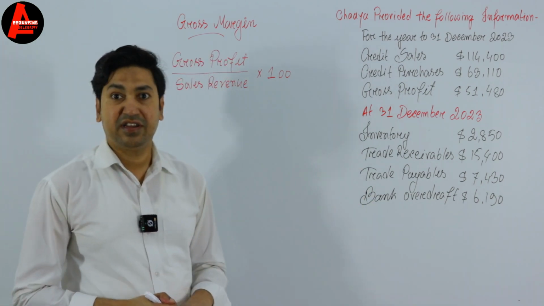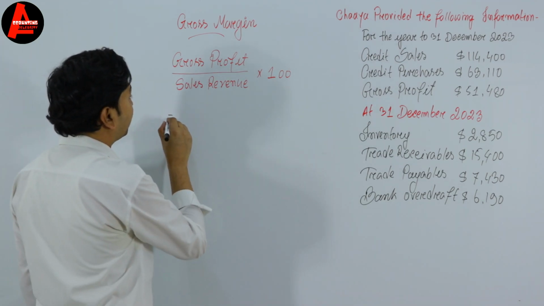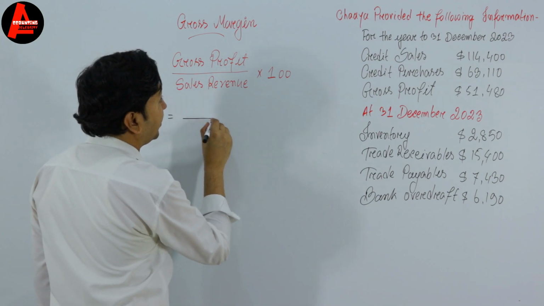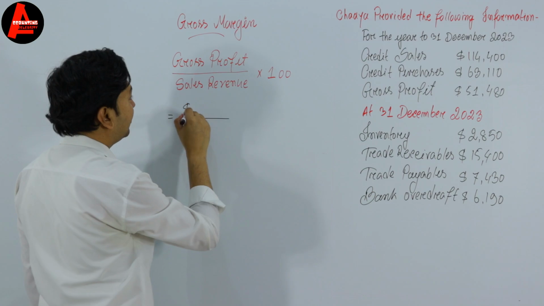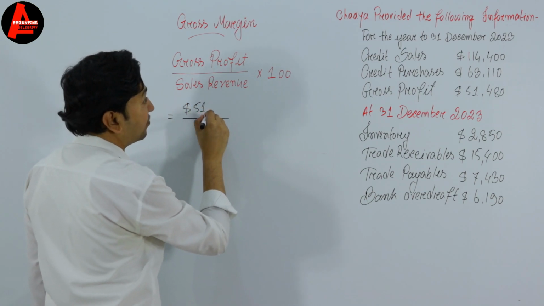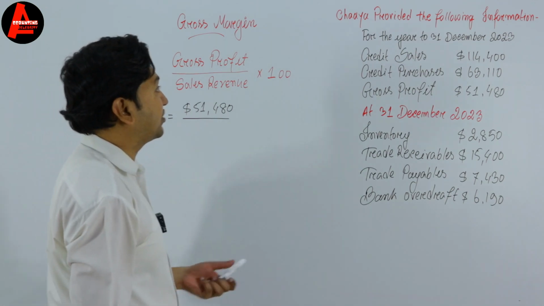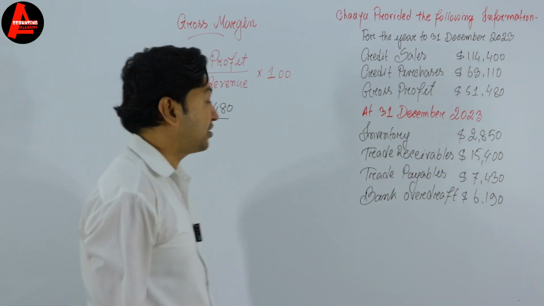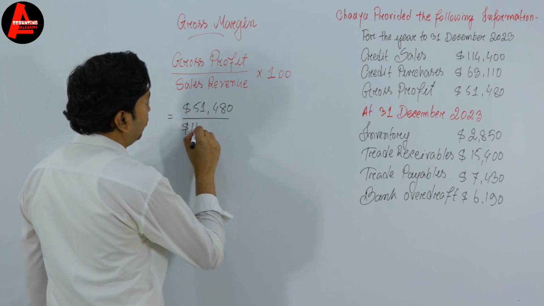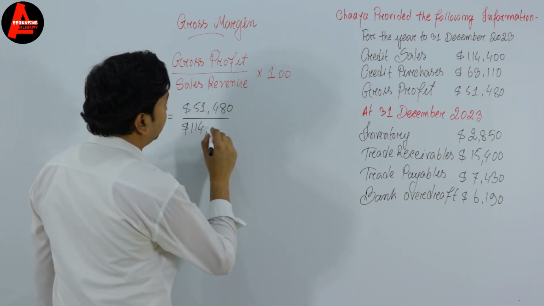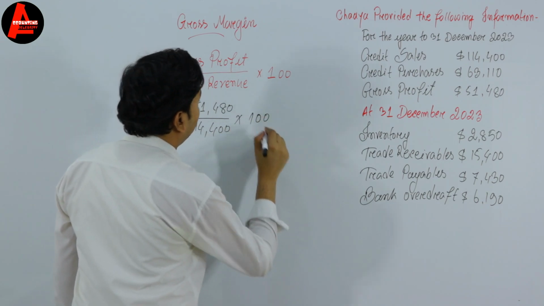So let us write the amounts here. We have gross profit already in the question. It is $51,480. Let us write 51,480. And sales revenue is $114,400. Let us write 114,400.